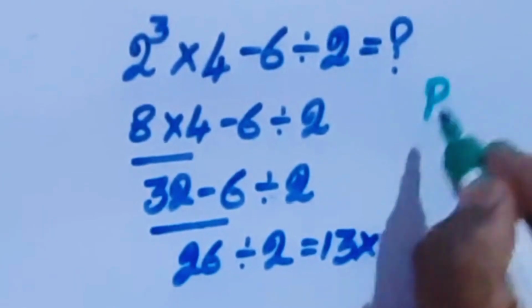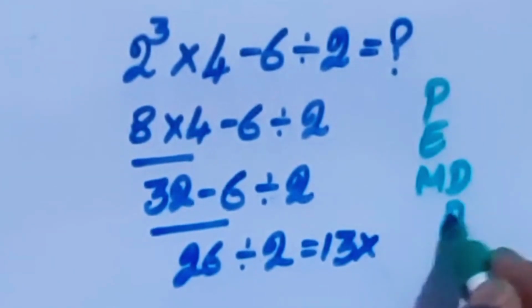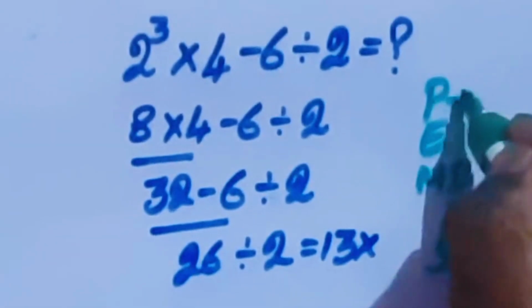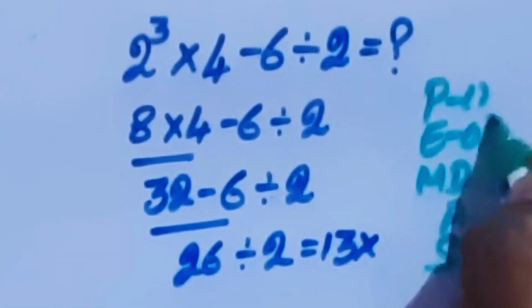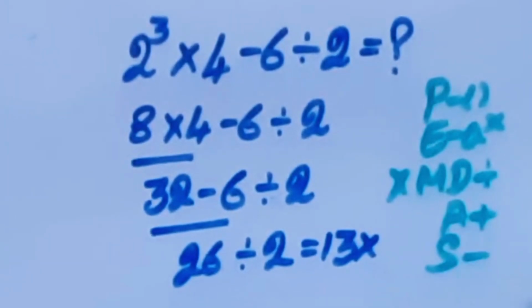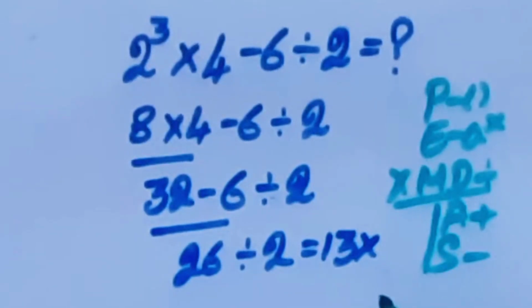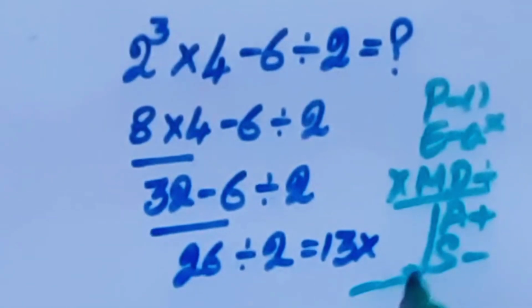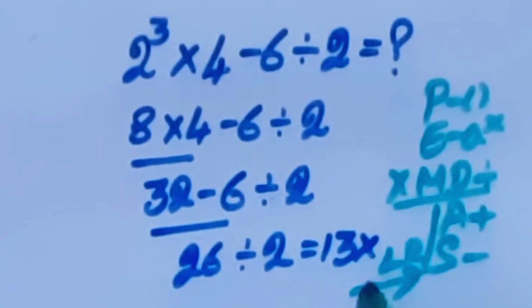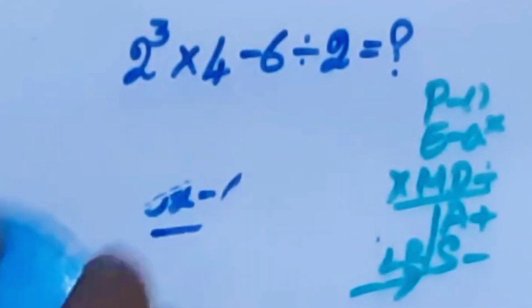Here we are going to introduce this PEMDAS rule from order of operations to solve this problem in the correct order. This is a bracket, higher priority. This is an exponent. M stands for multiplication, D stands for division, A stands for addition, S stands for subtraction. Multiplication and division both are equal priority. Also addition and subtraction both are equal priority. For equal priority we are going to introduce this left to right rule. Now we are going to solve this problem in the correct order by using this order of operations, PEMDAS.